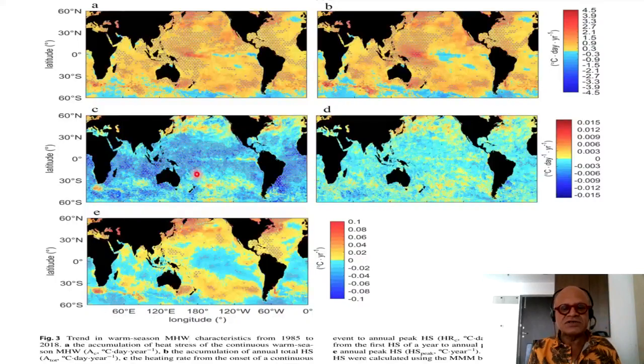So C here is the heating rate that we talked about, HRC, and D is the heating rate from the first HS of a year to the annual, so that is HR. Both have largely negative trends except at these bands here, which again is a conflation of PDO and NAO and so on, which are natural variabilities which can add to the computation of these thresholds here.